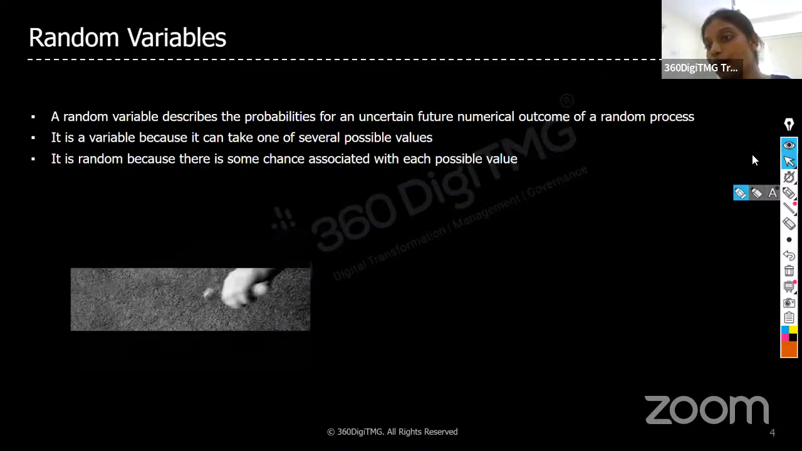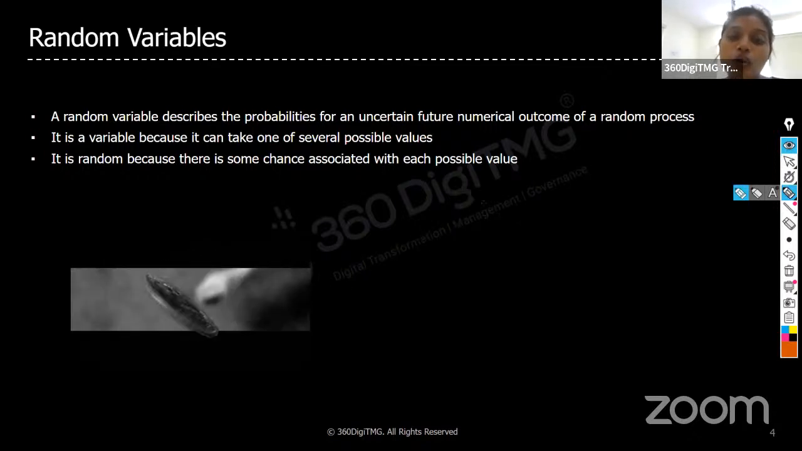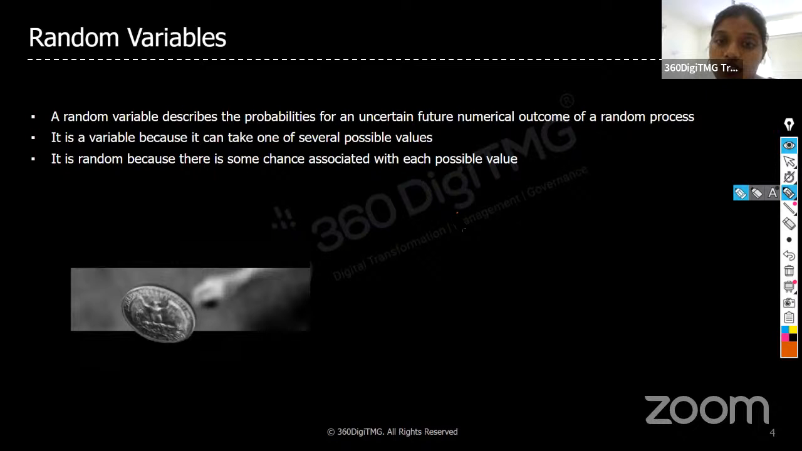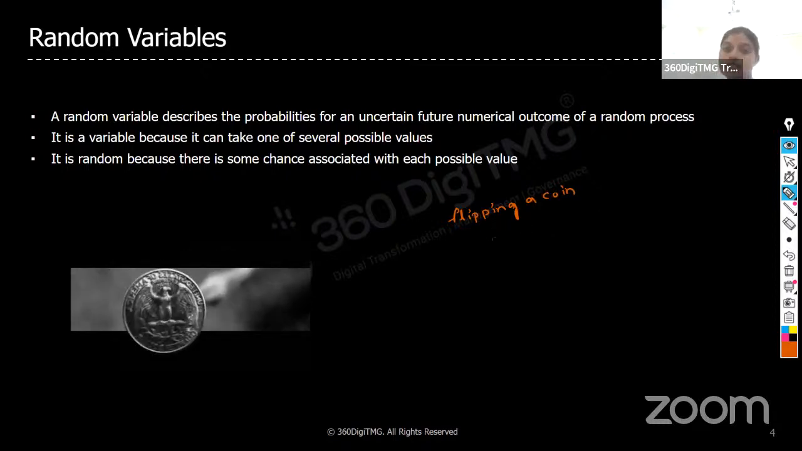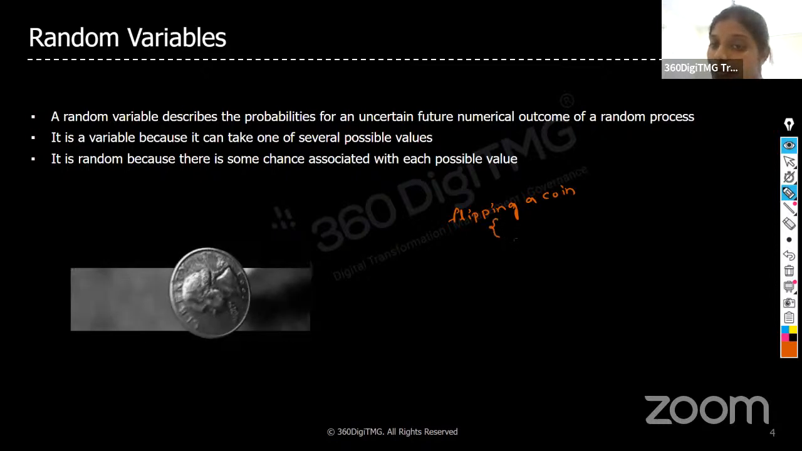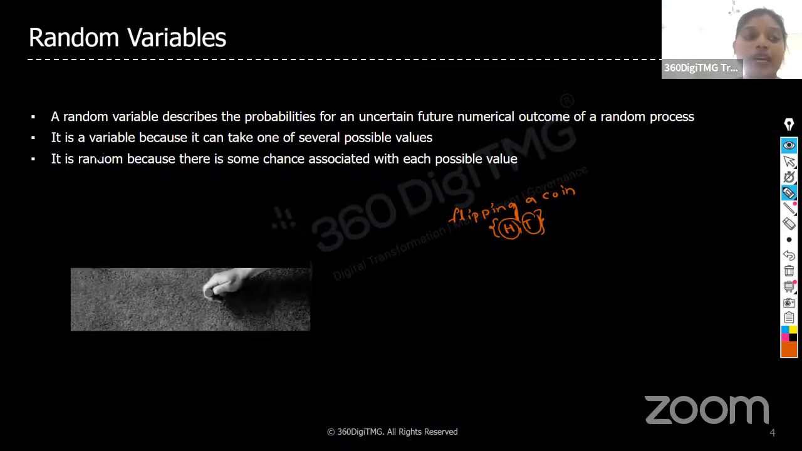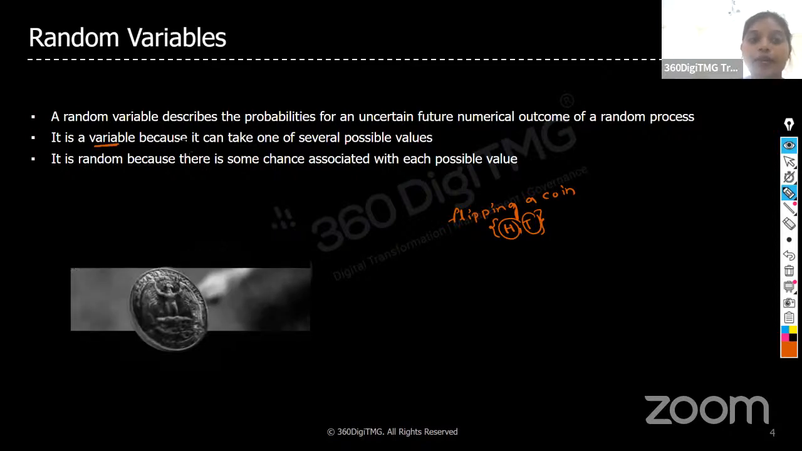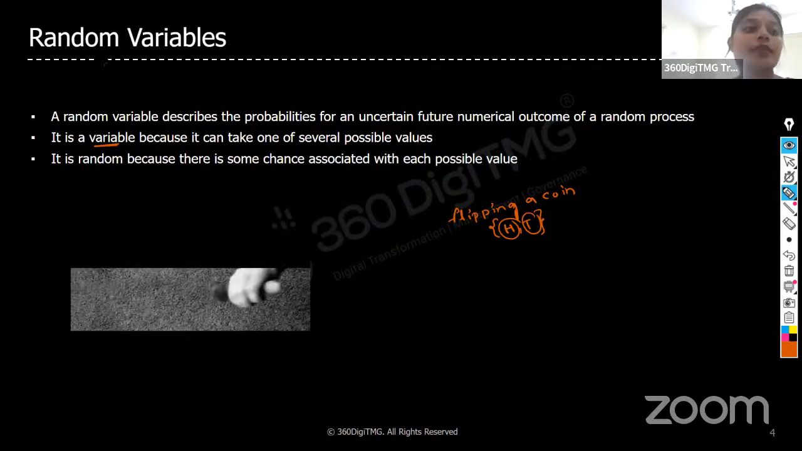Okay, let us see with the help of an example. Here the example provided is flipping a coin. When you are flipping a coin, what may be the possible outcomes? The outcome may be heads or it may be tails. Anything is possible. So we have different varying outputs present. That is why it is called a variable. It is a variable because it can take one of the several possible values. It can take either heads or tails. So that is why a random variable is a variable.